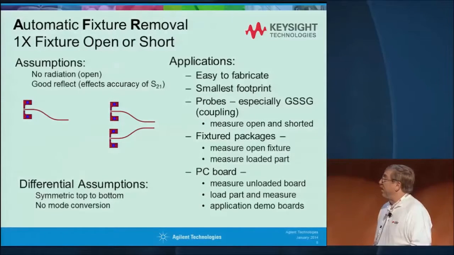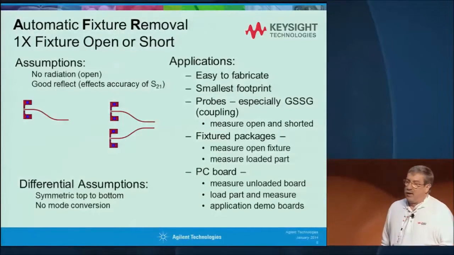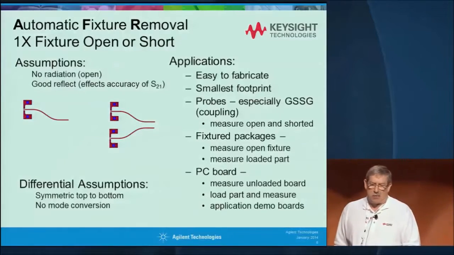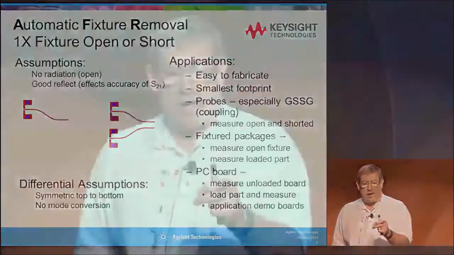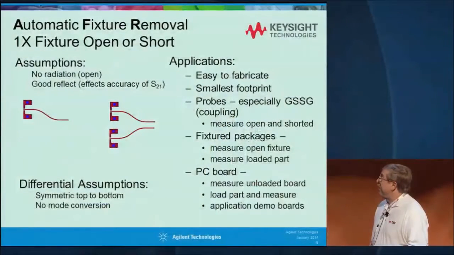One of the things to be aware of is radiation. Most of the planar materials, that's not a problem. If you're doing things in coax and have center pins at higher frequencies, you can radiate, in which case you want to use a short instead of an open circuit. But these are the easiest to fabricate, the smallest footprints. For probes, especially GSG probes where you might have coupling in there, some good ways to do that.